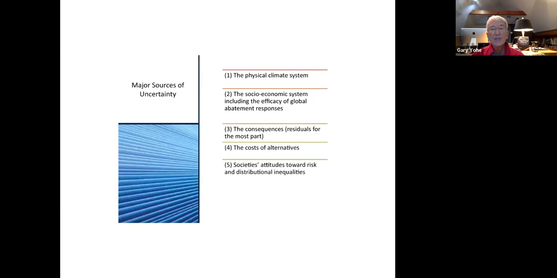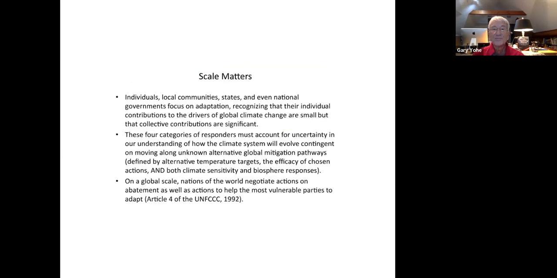There are major sources of uncertainty that have to be included in the calculation of risk. The physical system, the socioeconomic system, the consequences, the residuals, the cost of alternatives, you might not want to do anything, or something else, society's attitudes towards risk. And there's a sixth one, which is the picture on the left side of that screen. I have no idea what that's supposed to represent. So that is an enormous source of uncertainty.